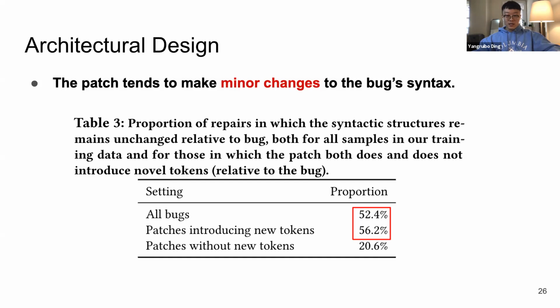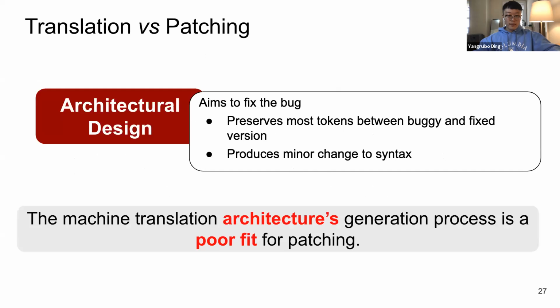This suggests that the left to right generation process requires the model to both copy an accurate prefix and then generate a single alternative from that context, where the original token was often already close to being correct. Thus, the forced left to right manner is not just inefficient, but misdirected for such bugs. Now, we conclude that the machine translation architecture's generation process is a poor fit for patching.